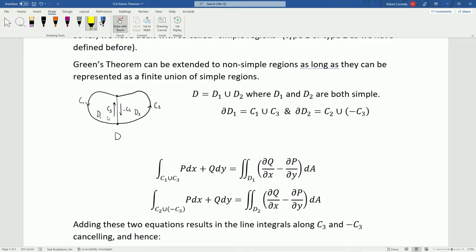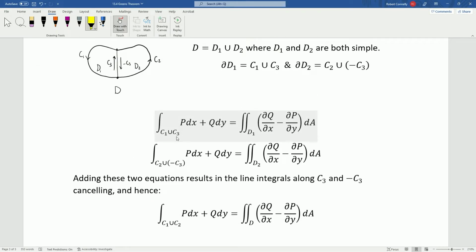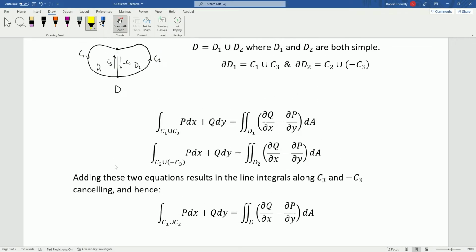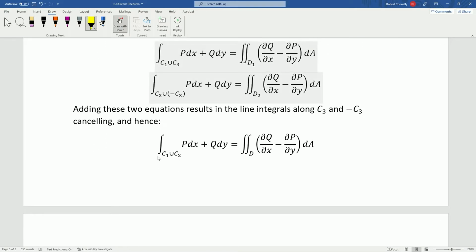So we can apply Green's theorem on each of these regions. And when we add them together, what do we get? Well, we get that the sum of the double integral over D1 and D2 is, of course, just the double integral over D. Now, the line integrals on the left are a little bit more complicated, but just notice that since we've got C3 and negative C3, those line integrals for these portions are going to be negative of each other, so they're going to cancel out. So here we'll just get the integral over the union of C1 and C2 of p dx plus q dy.